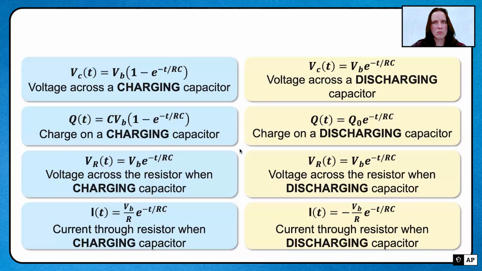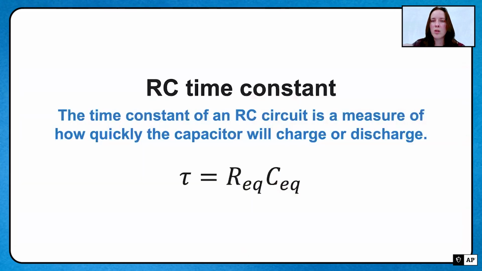So let's actually look at what that looks like. You'll notice that in the exponent of our exponentials, that negative t over RC. RC is what we call the time constant. And the time constant of an RC circuit is a measure of how quickly the capacitor is going to charge or discharge. And we use this little tau symbol sometimes to represent our RC time constant. And if you have more than one resistor or capacitor, your RC time constant is just the equivalent resistance times the equivalent capacitance.